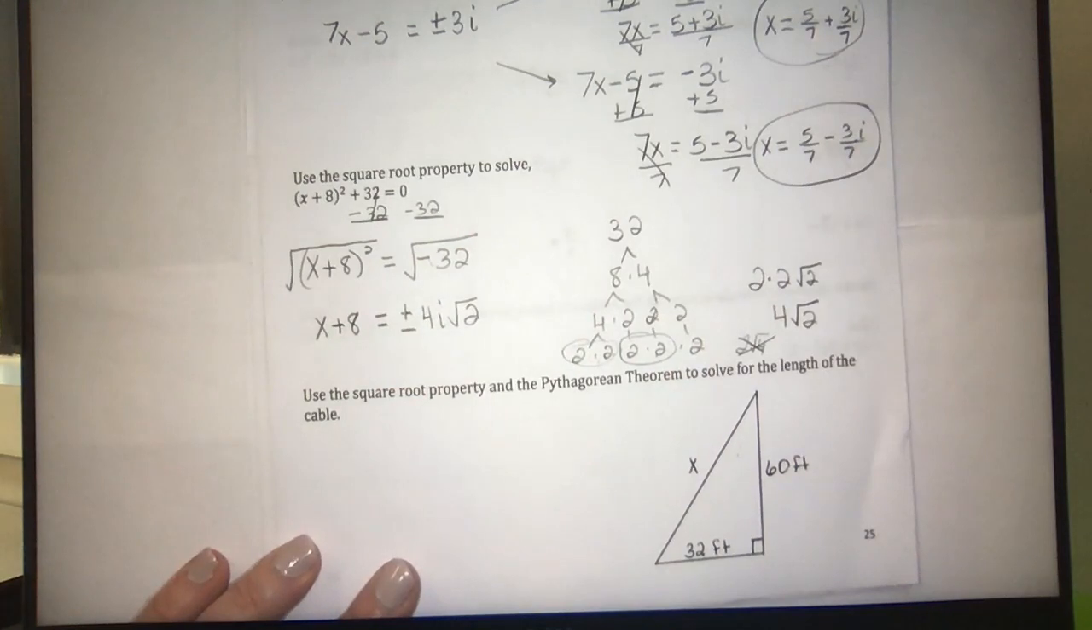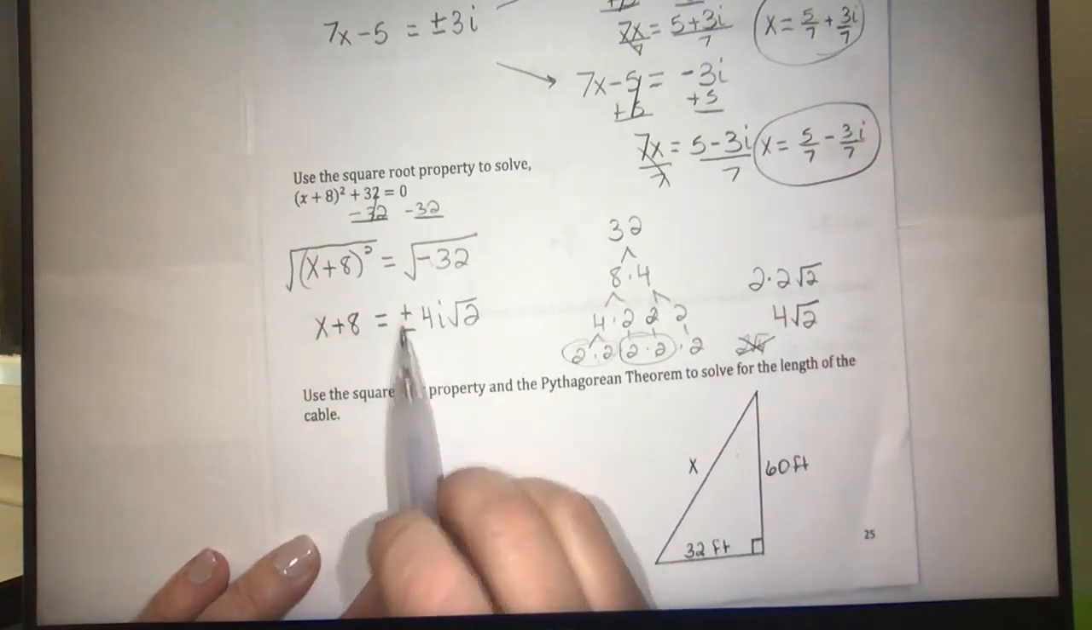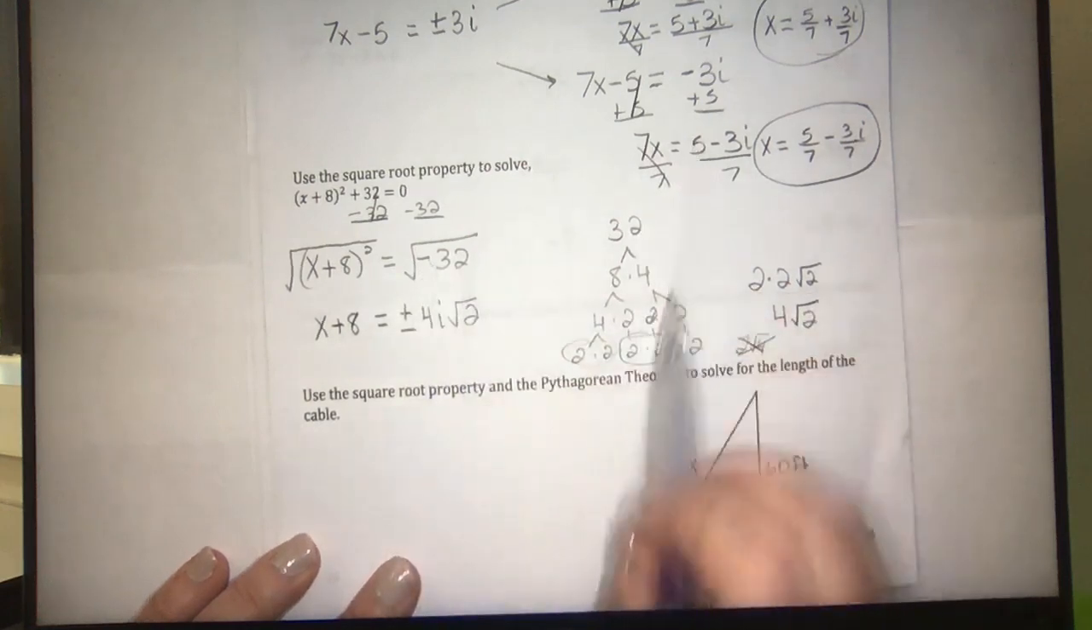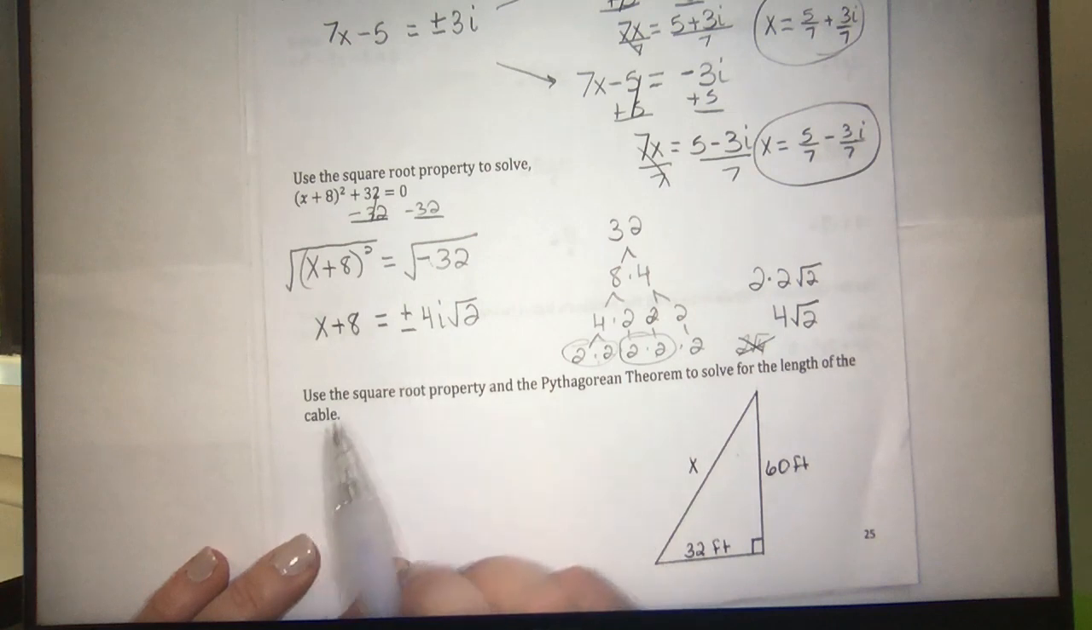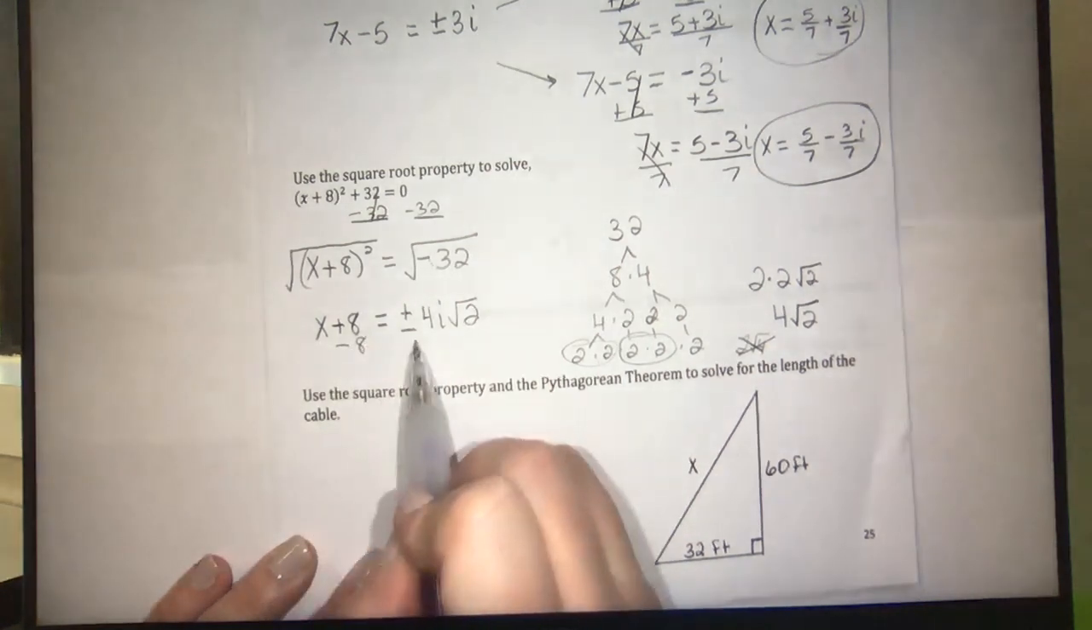Okay. Does that make sense? We did plus or minus. We pulled out an I. We took the square root of 32. We got 4 root of 2. Are we done? No. Now we have to subtract 8.